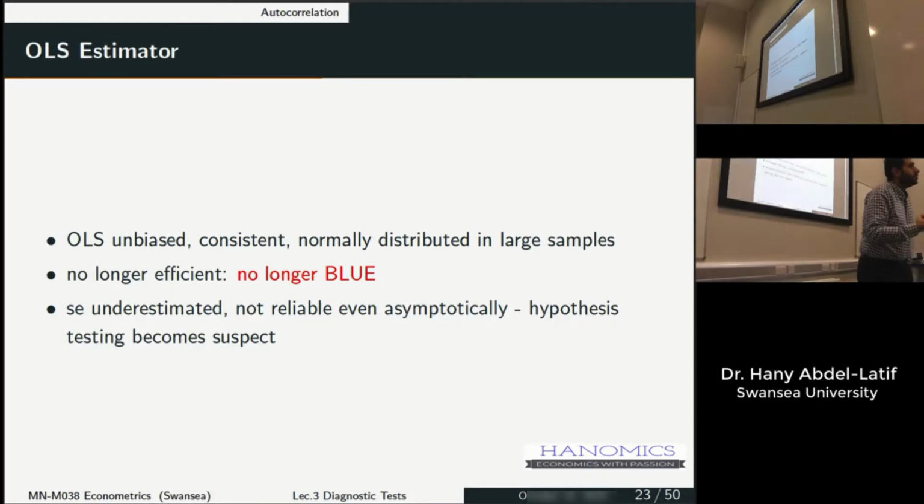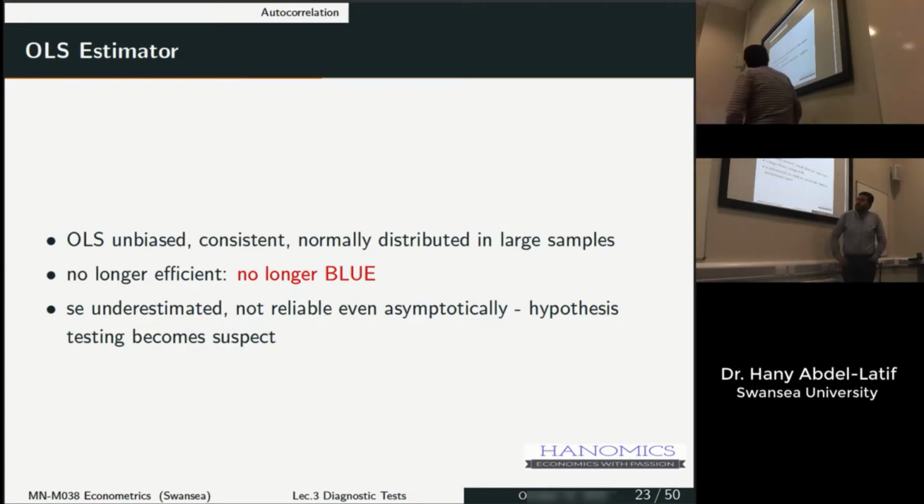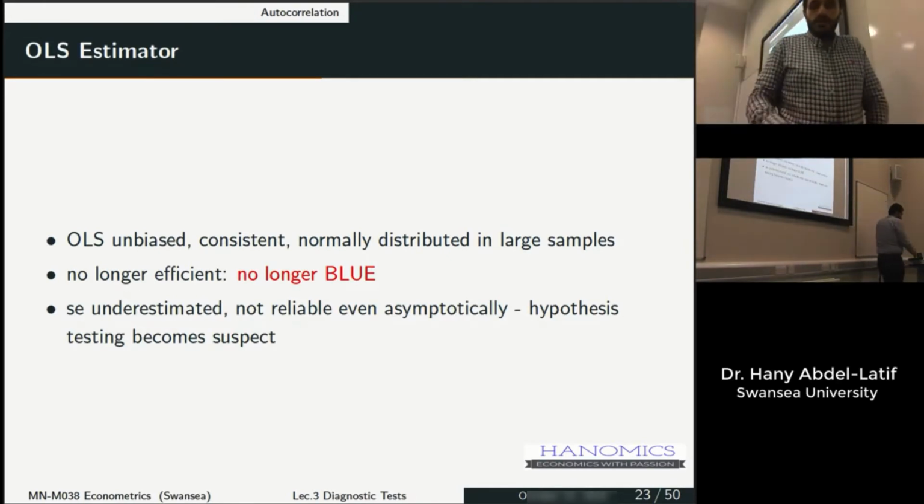They are not efficient. So what is efficiency here? What do you mean by efficient? We understand an unbiased estimator, do we? Yes, the minimum variance, thank you. So it no longer has the minimum variance, which means it's not BLUE anymore, it's not the best anymore. In this case, the standard errors are usually underestimated. They are not reliable, and that means hypothesis tests are not reliable either.